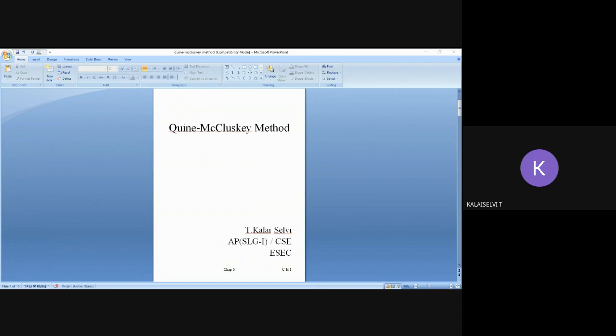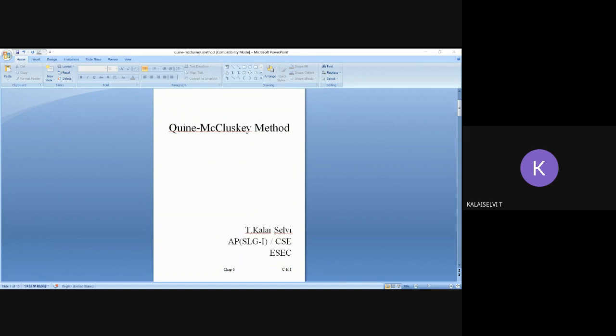In today's video, we are going to discuss the topic Quine-McCluskey method. It is the other method for simplification of Boolean function. In the previous video, we discussed the simplification of Boolean function using the Karnaugh map method. In this video, we are going to discuss the second method, which is called the Quine-McCluskey method, otherwise called the tabular method.